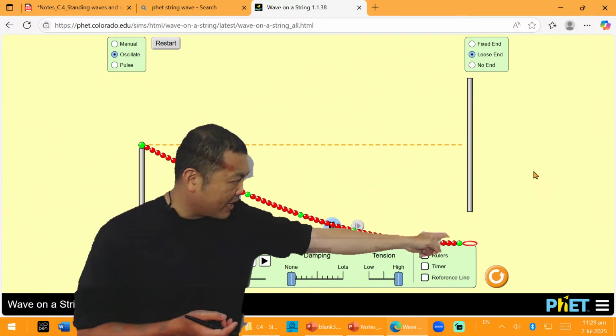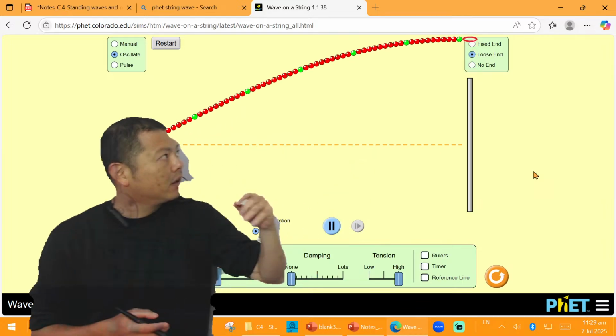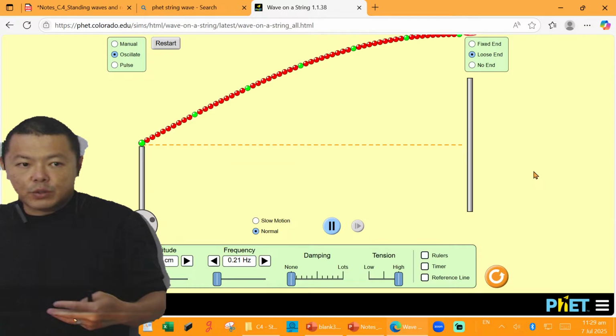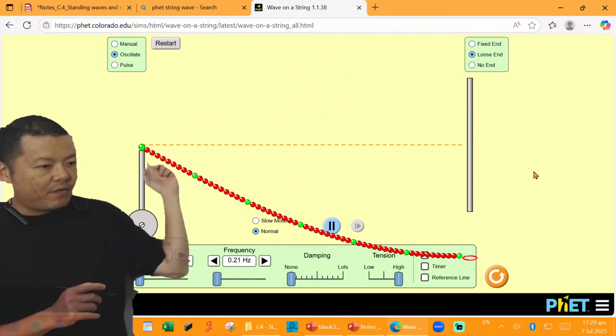That's a completely loose end. It's completely free to move up and down. And I believe you get a standing wave. You can see a standing wave now. So this is a standing string wave, one end fixed, one end open.